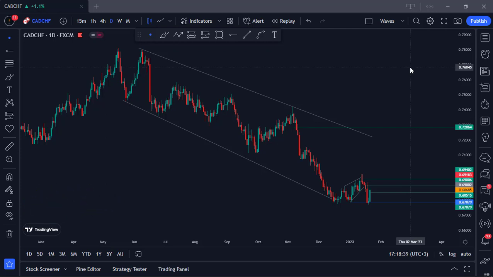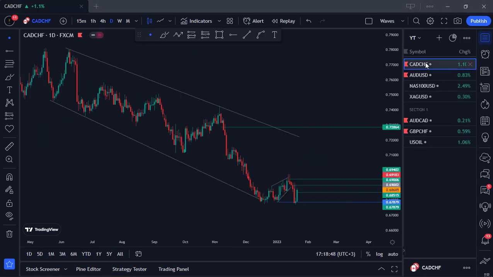But before then, we'll look at the previous pairs that we analyzed last week and see how they went. Last week we had these four pairs: Swiss Franc, Aussie Dollar, Nasdaq, and Silver. This week we're going to analyze Aussie CAD, Pound, Swiss Franc, and US Oil. So let's start with our last week pairs.